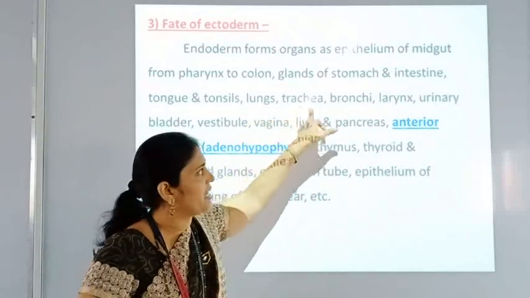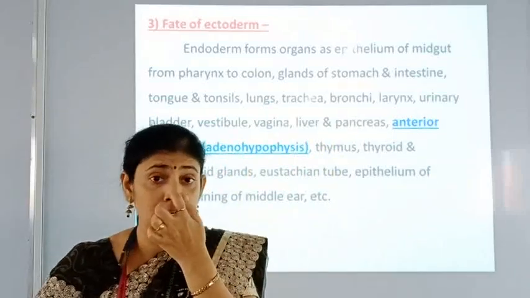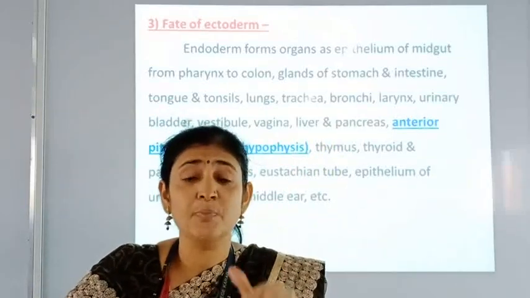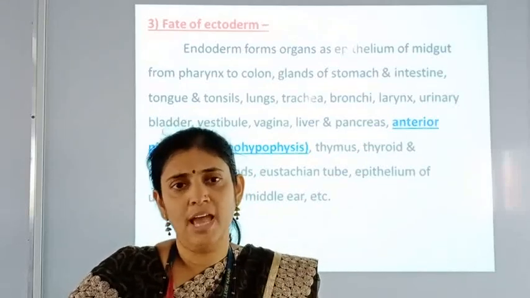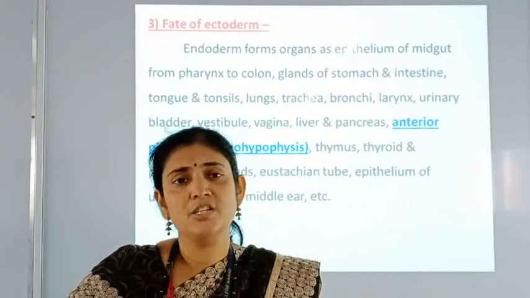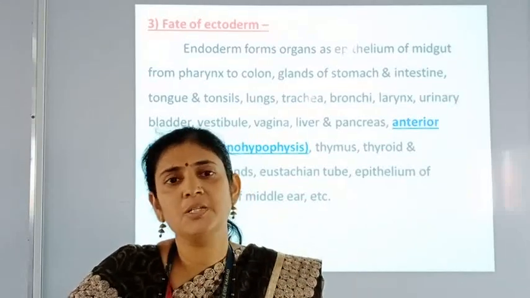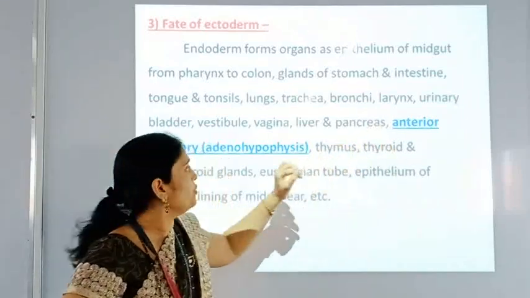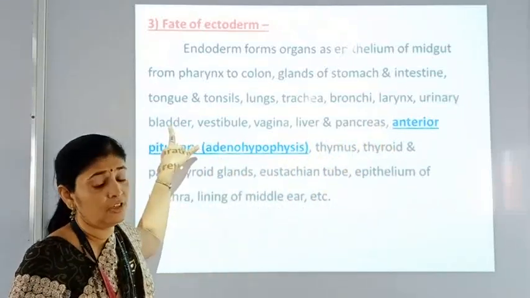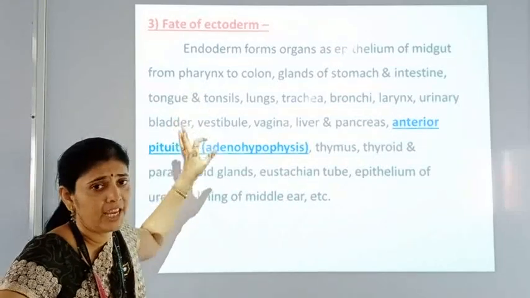Lungs, trachea, bronchi, larynx, means the major parts which are present in the respiratory system, are derived from this mesoderm. As we have seen, circulatory system is derived from the mesoderm, but respiratory system is derived from this endoderm, that we have to remember. Then urinary bladder, which is part of the excretory system, is derived from the endoderm.